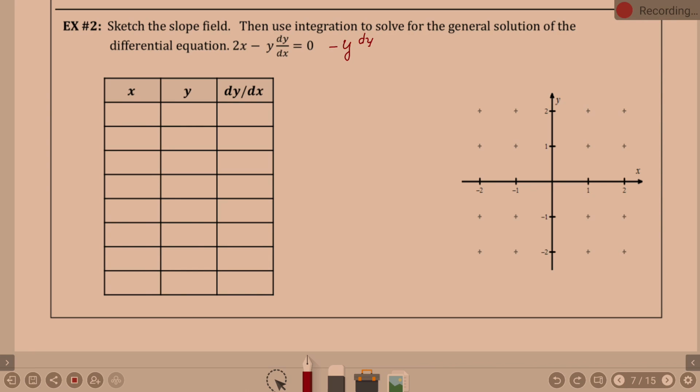Negative y dy/dx, and then if I go this route, you subtract 2x, yes? Deal with my negatives. I know we don't like them, but I'm getting ready to get rid of them. Then what do I do? To solve for dy/dx, we're going to divide by negative y. Negative 2x divided by negative y is... are you guys okay with that?